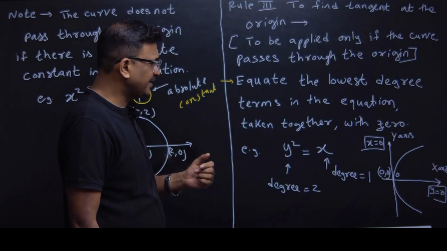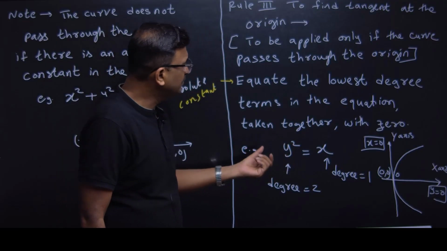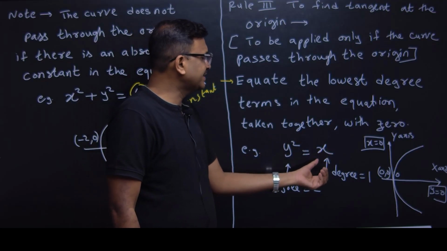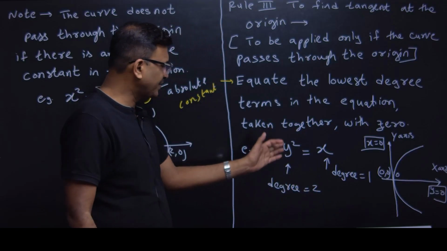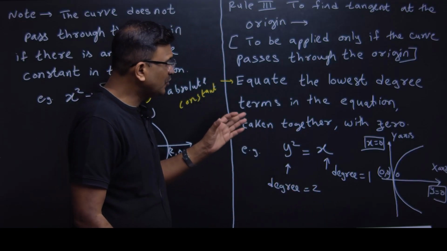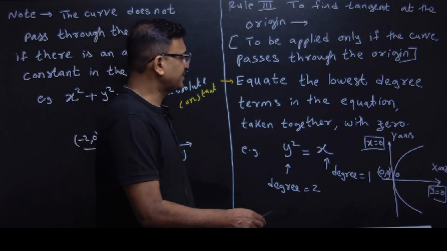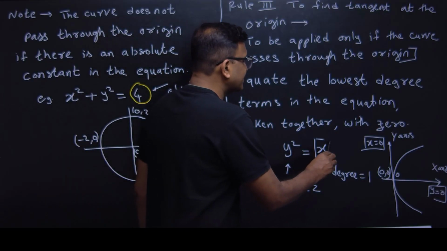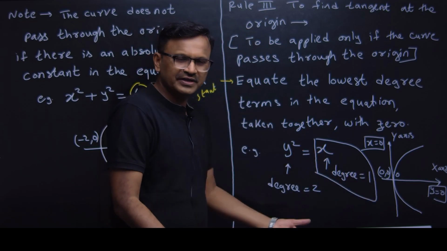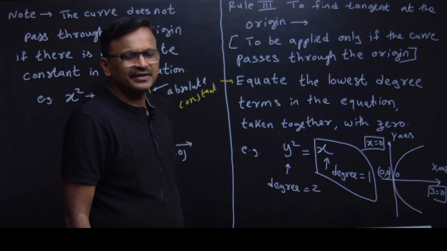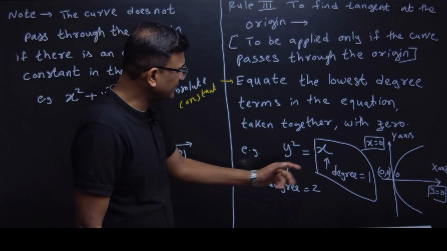To find tangent at origin, first of all, let us check the degree of these terms. x raised to 1, the degree is 1. y square, the degree is 2. Now see which is the lowest degree term in this equation. x is the lowest degree term. It is a term with degree 1. There is no other term of degree 1 in this equation. Also, there is no other term with degree less than 1.